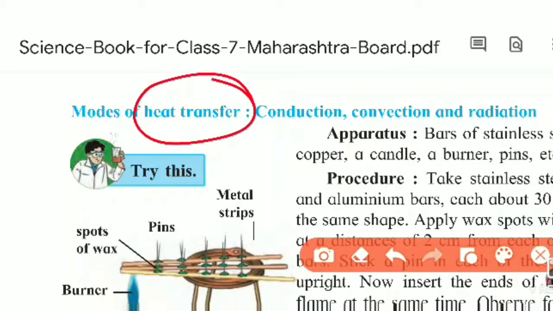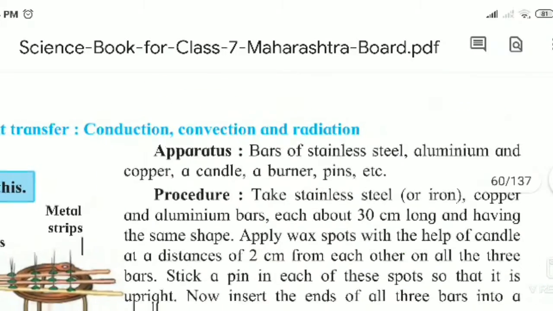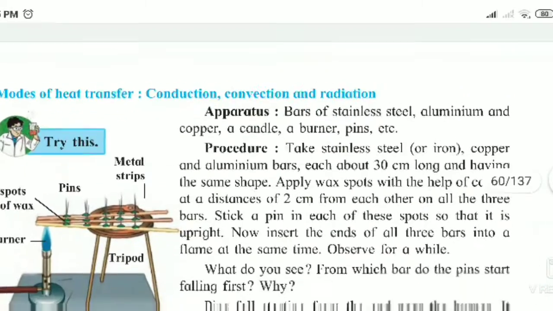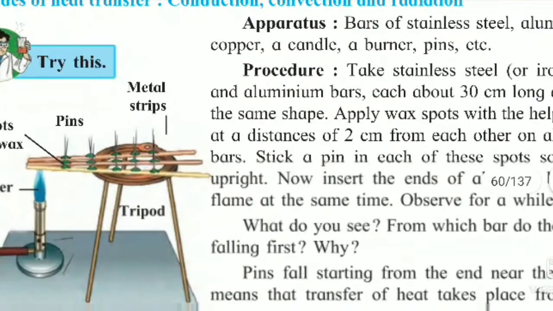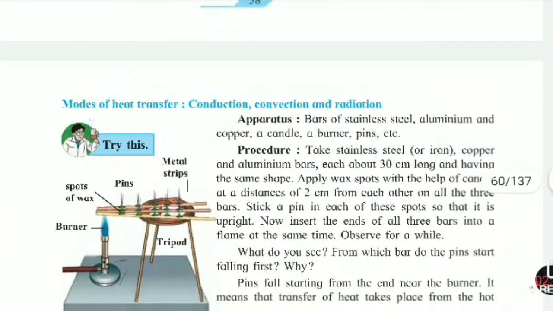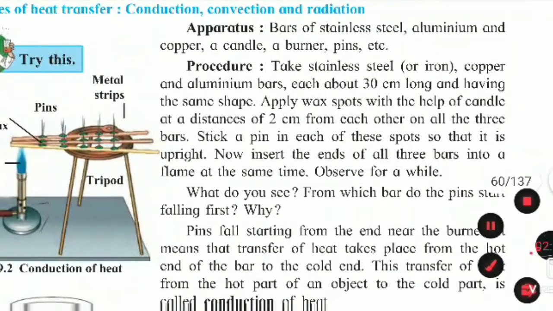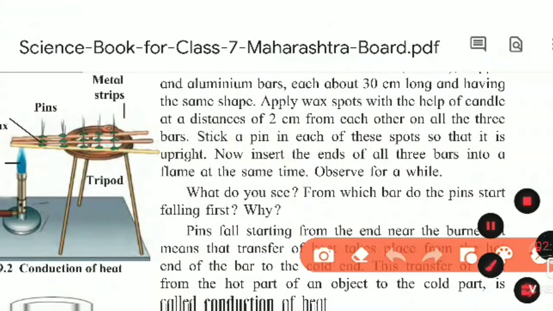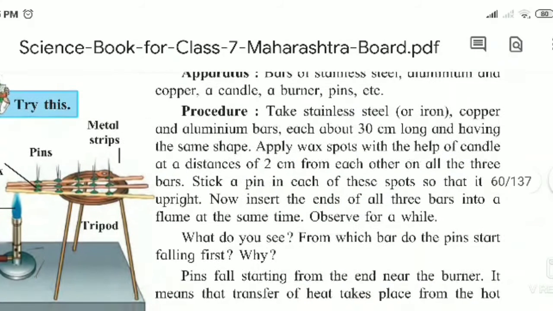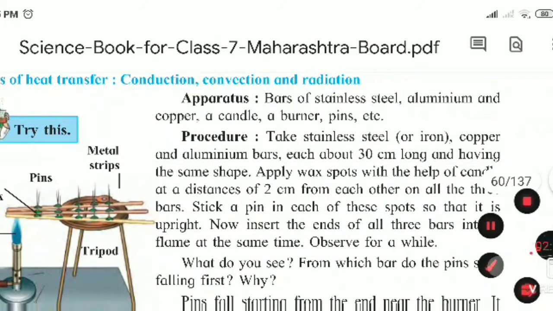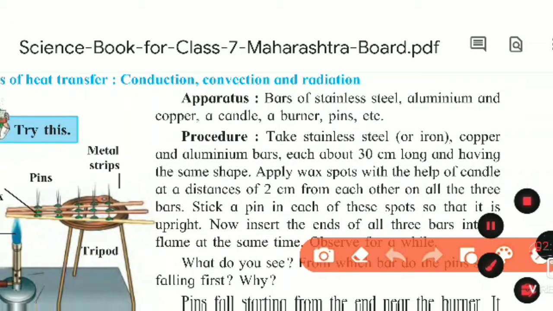So here we will see the experiment which is given here. Bars of stainless steel, aluminium and copper. So there are three rods here: one is aluminium, one is copper, and another is steel. We have to take some pins and stick these pins to the bars by using candle wax.